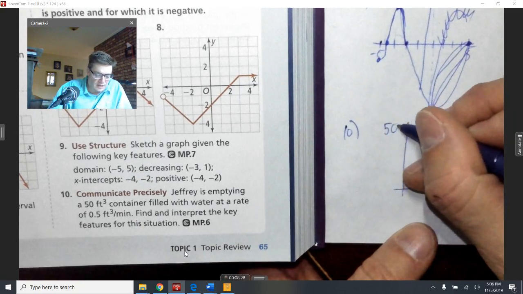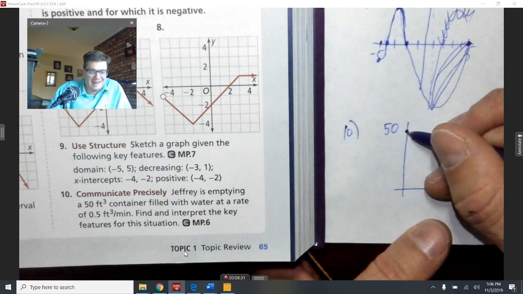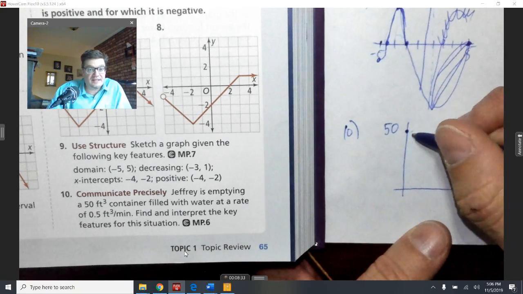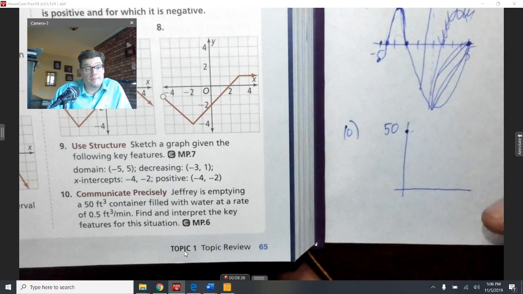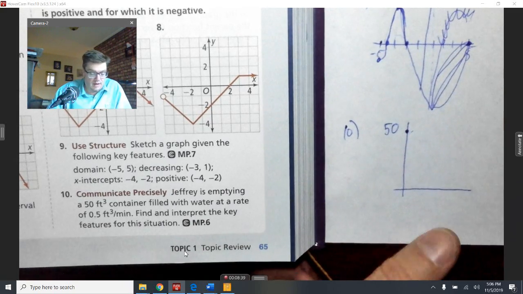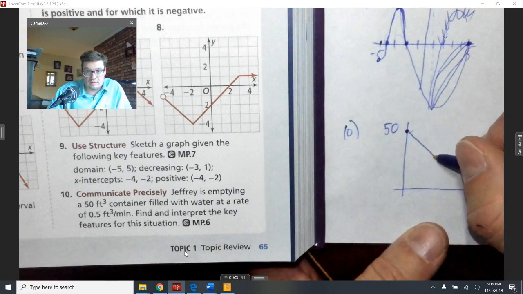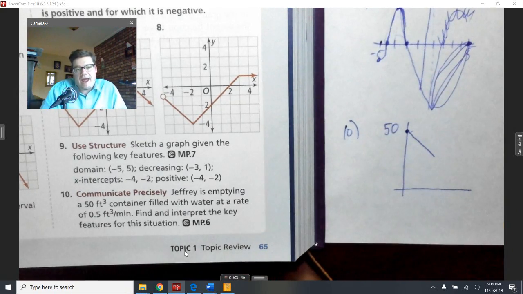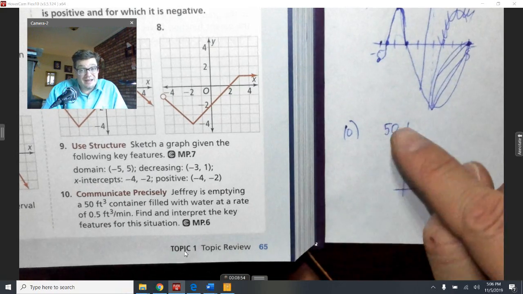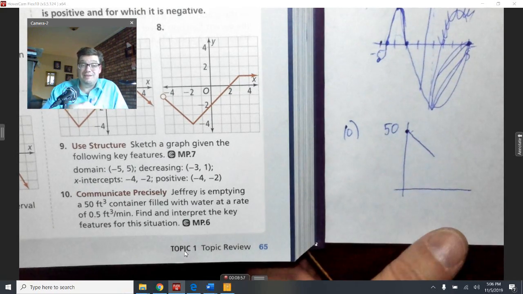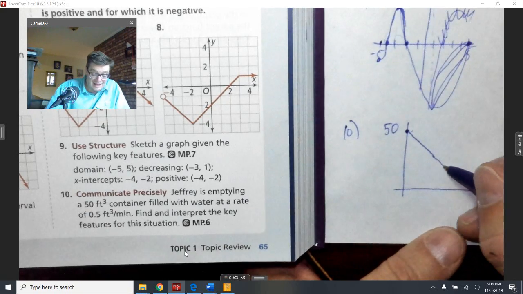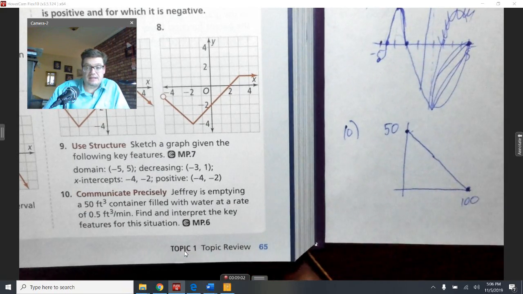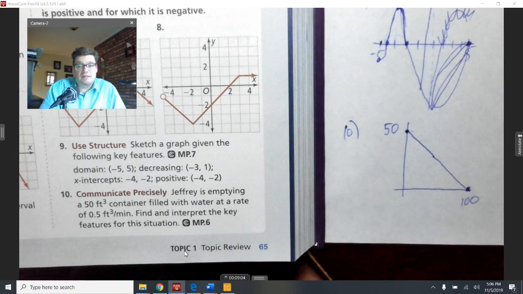It's 50 cubic feet, okay? And it's full, and it continually decreases at a steady rate of half of a cubic foot per minute. All right, so this guy's going downwards. Now what I have to think is, if he's dropping a half for every minute, that means he drops a full cubic foot every 2 minutes, which means that 50 will not be halved; it will be doubled. Okay, which means that at 100 minutes this thing is finally going to be emptied, right?